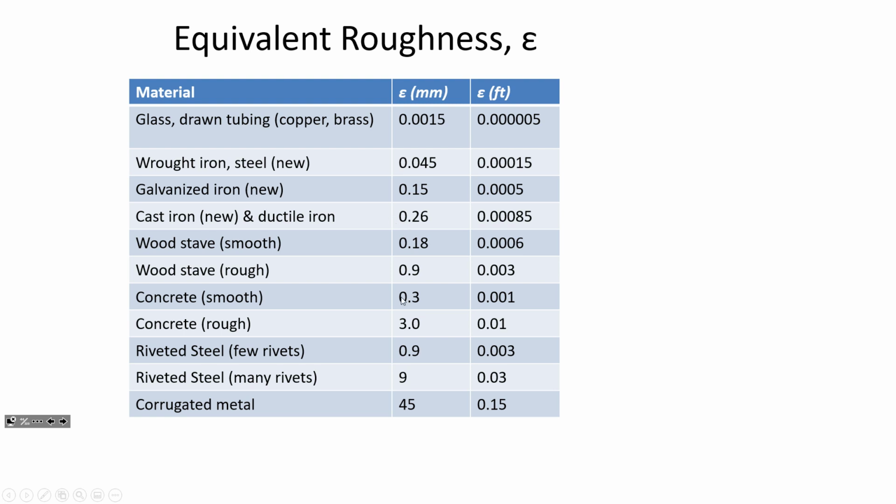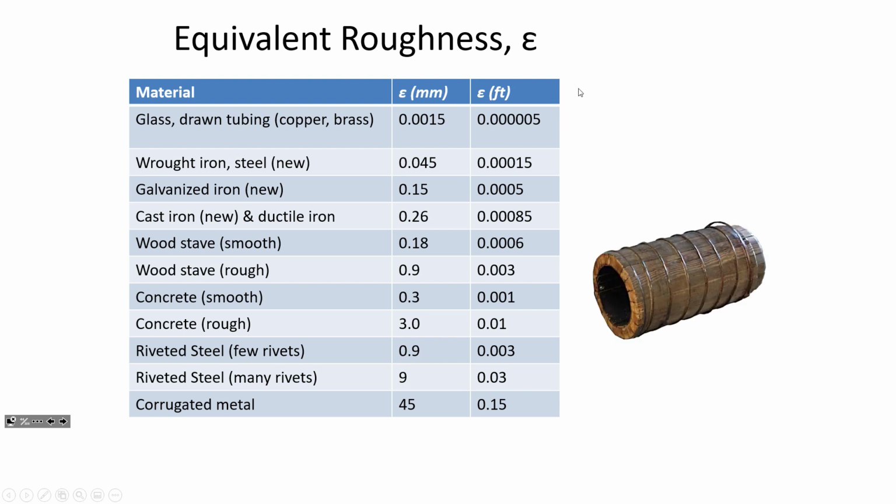So you can see that everything from concrete to corrugated metal, all these things have been expressed in terms of equivalent roughness, and we can have it either in SI units or traditional units. This is a table that's available in your book and also in the notes. And it's something that we're going to use.